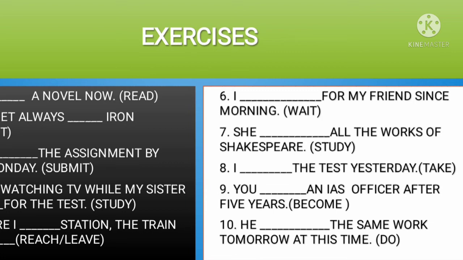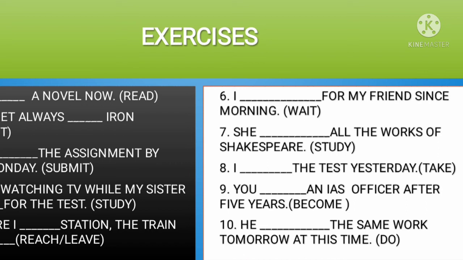The next: "She dash all the works of Shakespeare." In brackets, study. Here the time is not given. Since it is a colorless past, we use present perfect tense. So we can say: she has studied all the works of Shakespeare. Present perfect is has or have plus V3. Study will become studied. So: she has studied all the works of Shakespeare.